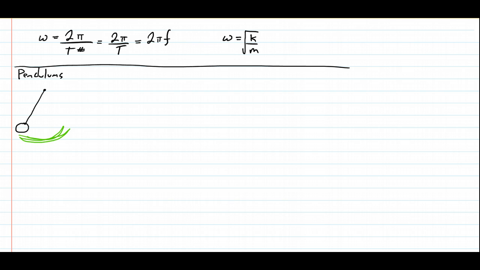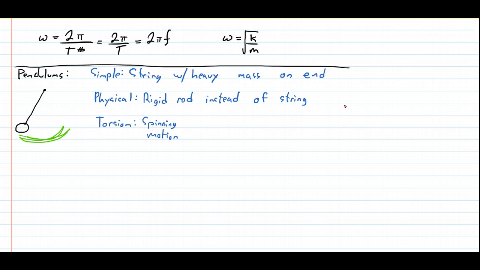So today we're going to talk about 3 different types of pendulum. Those 3 different types of pendulums are simple pendulum, which is pretty much what we've always thought of as a pendulum. It's a string with a heavy mass on the end. Second type is a physical pendulum. This is a pendulum that instead of a string has a rigid rod or object replacing the string. And there may or may not be a mass on the end of it, but it's something that's stiff.